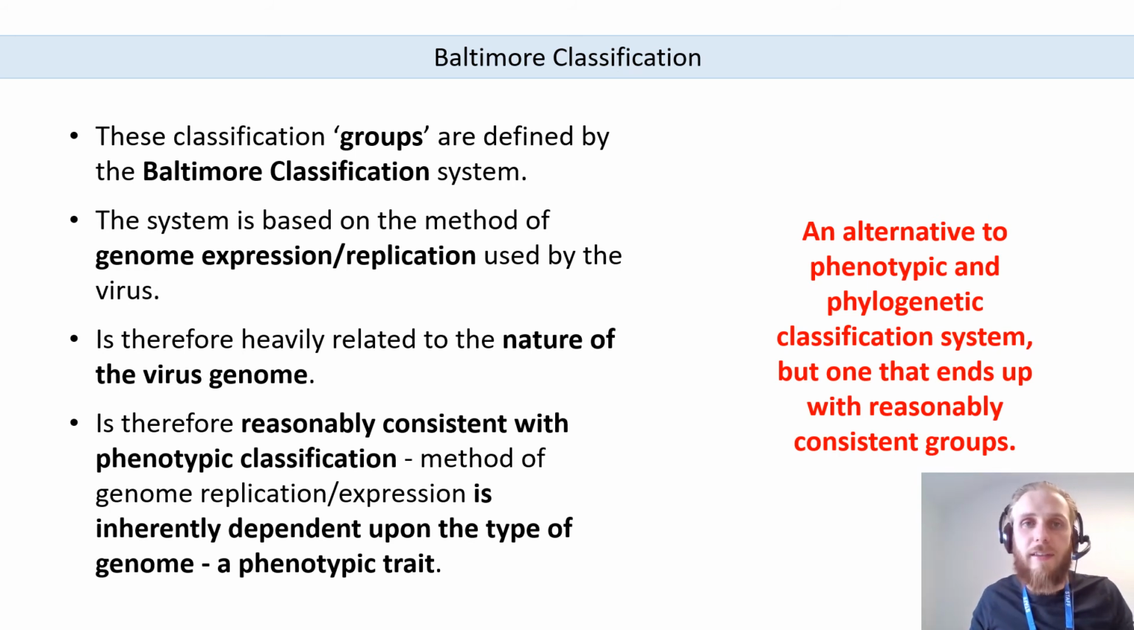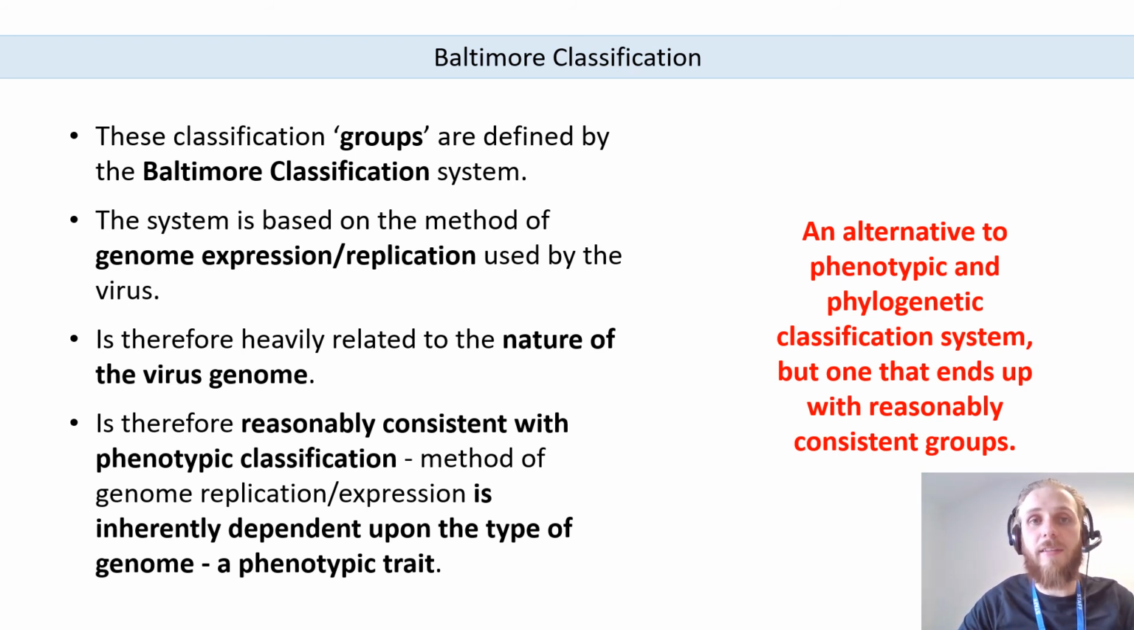Viruses in the same order tend to be placed in the same position on the phenotypic classification system, and this is just because viruses that have evolved together, that have a shared evolutionary history, tend to have the same phenotype as well. And again, we see that with the Baltimore system. Viruses that have a shared evolutionary history tend to have the same phenotype, and they also tend to be placed together on the Baltimore classification system.